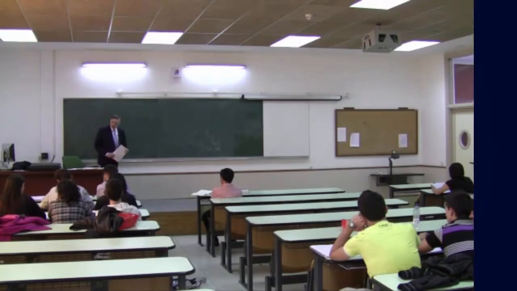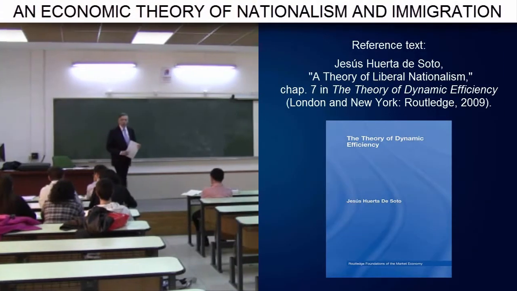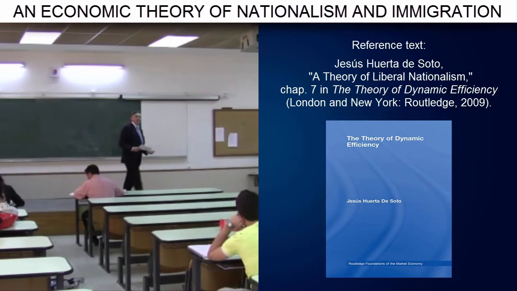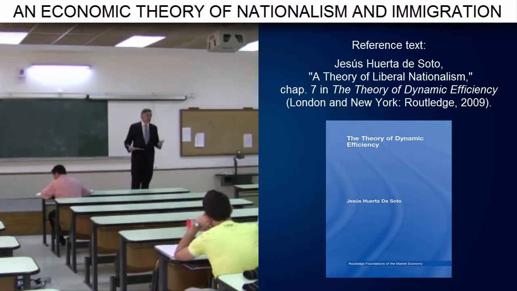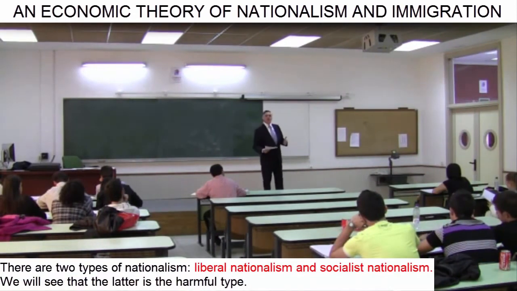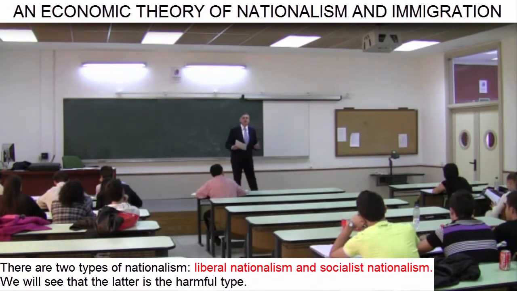Now we come to Lesson 67, which is titled An Economic Theory of Nationalism and Immigration. I am particularly fond of this topic because, dear students, I am a nationalist. You see, there are two different types of nationalism, the liberal or libertarian type and the socialist type.